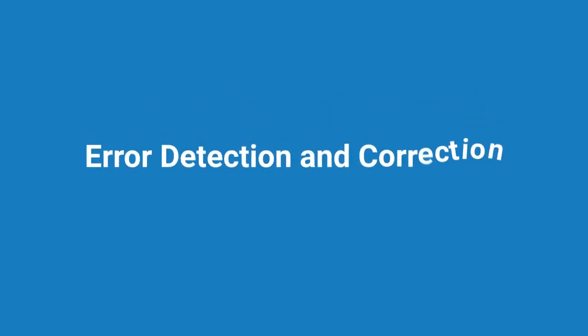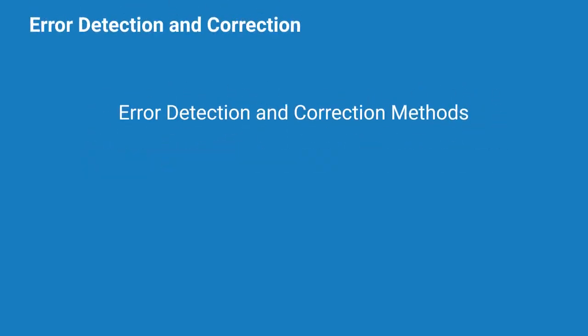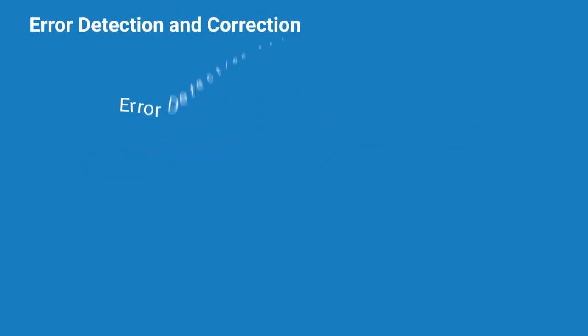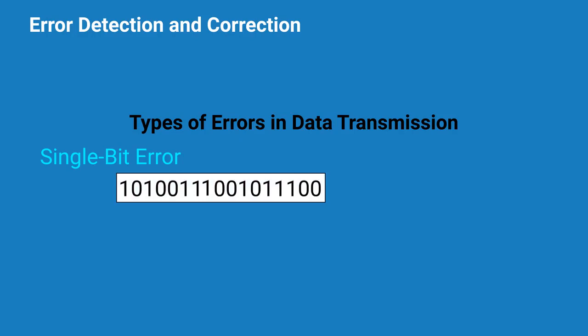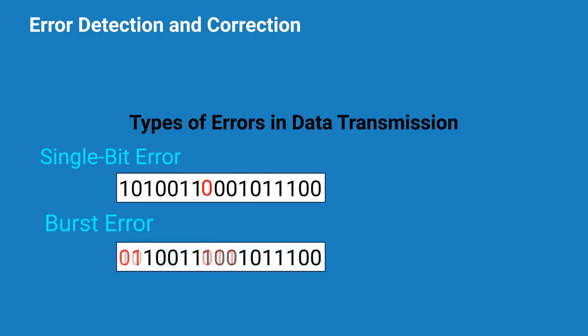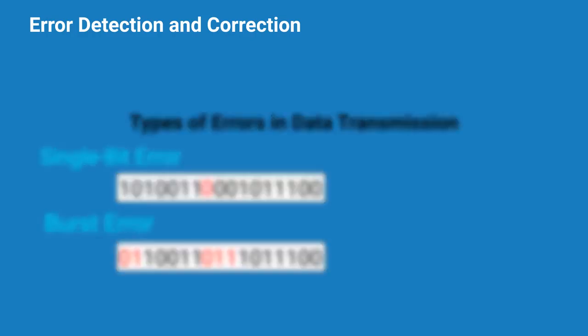Error detection and correction. In this video, we will see some error detection and correction methods. Two types of errors are possible in the data transmission. 1. Single bit error, where only one bit in the data unit changes. 2. Burst error, where two or more bits in the data unit change at a time.